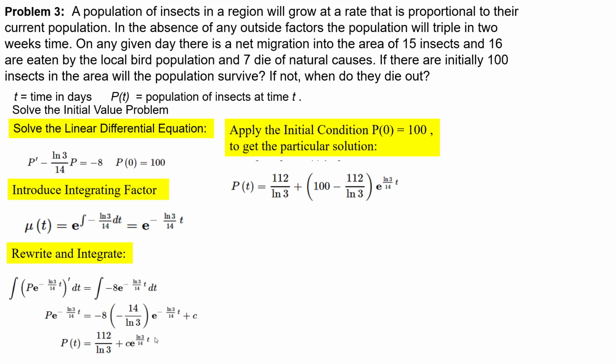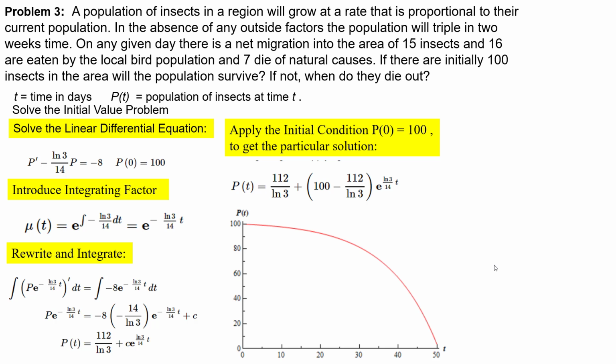100 here and then 0 here, so it'll be right that. Okay. Okay, so let's graph the particular solution, and this is what the graph looks like. All right, sad news for the insect population. It does look like it dies out. And if you did the common sense check, did you get around 50 days? It looks like the insects will die out in around 50 days.